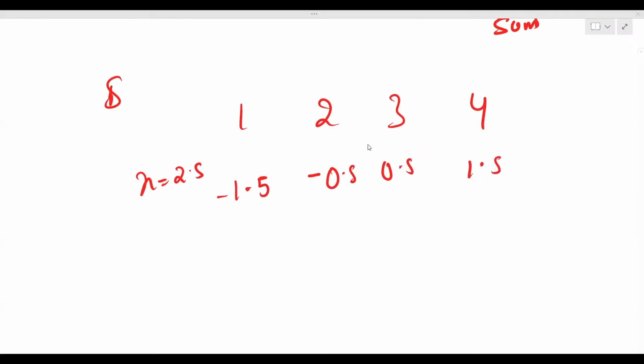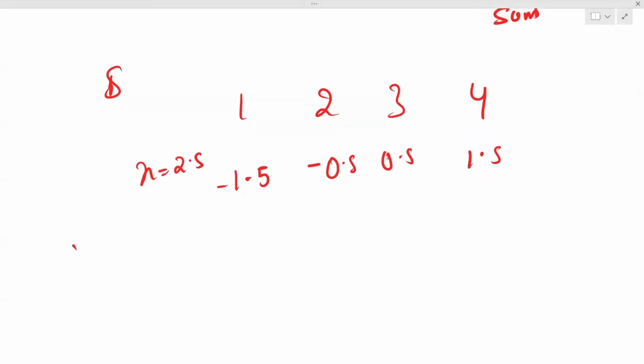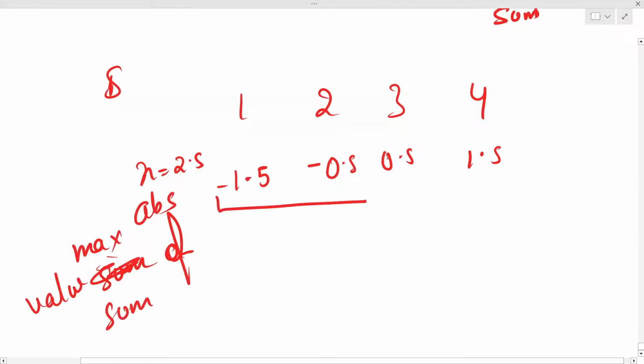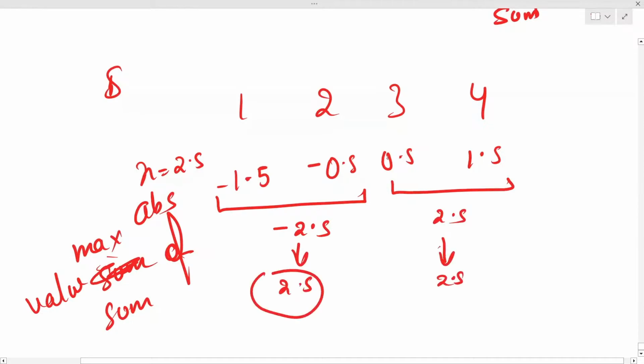Then the maximum poorness occurs in some segment. The maximum poorness is the maximum absolute value of the sum of a segment. If you look at the sum of this, it is minus 2.5. The sum of this is also 2.5. So the absolute value here is 2.5, and here it is also 2.5. So this is the maximum absolute value of sum, and this is the poorness.